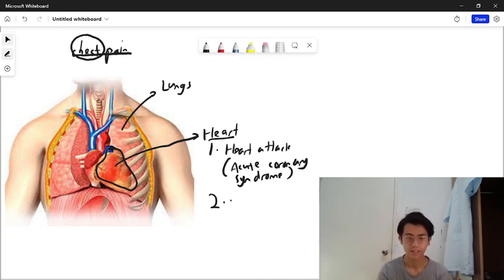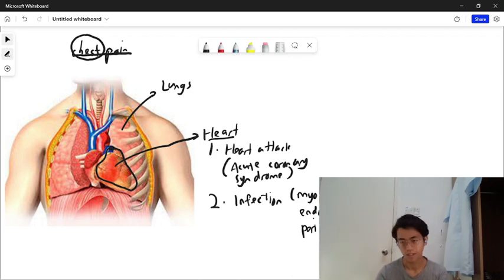infection of the heart. Infection. And by this, it can be myocarditis, endocarditis, or pericarditis. You know, we have three layers protecting the heart, right? Three layers of heart covering.